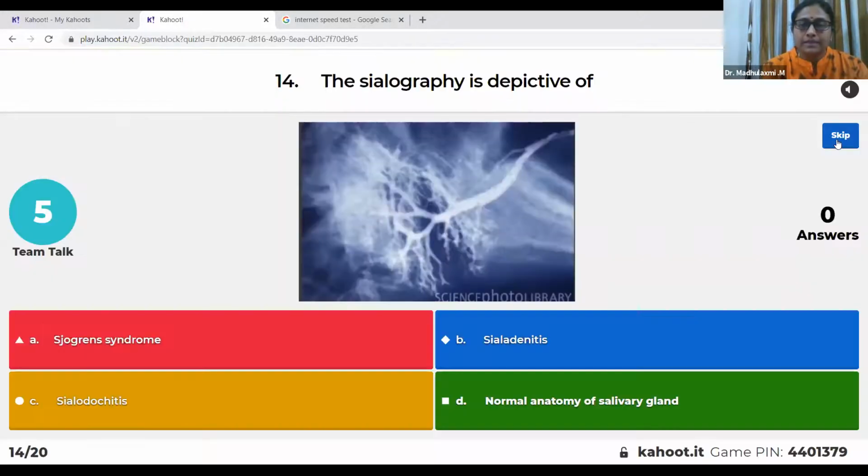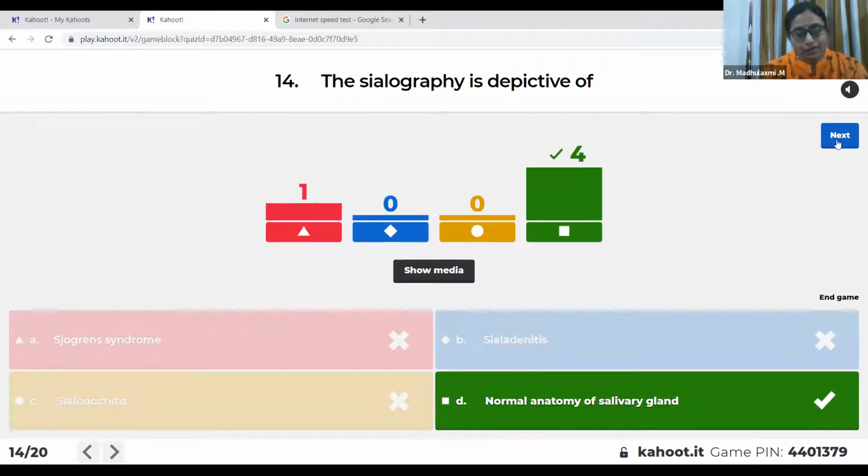The sialography is depictive of Sjogren's syndrome, sialadenitis, sialodochitis, or a normal anatomy of the salivary gland. 4 of you got it right.